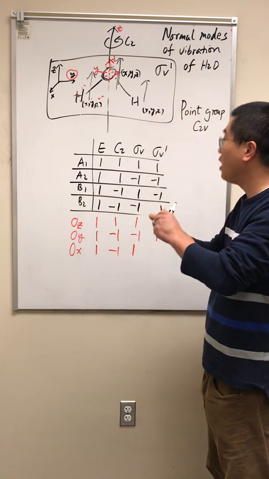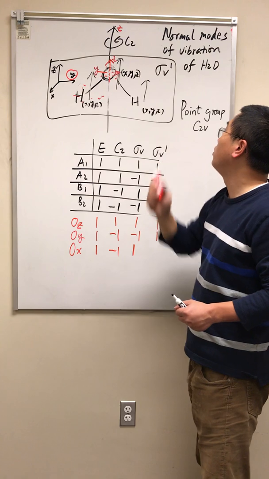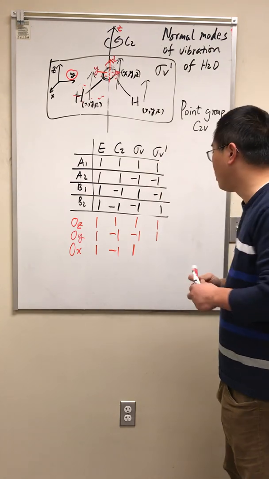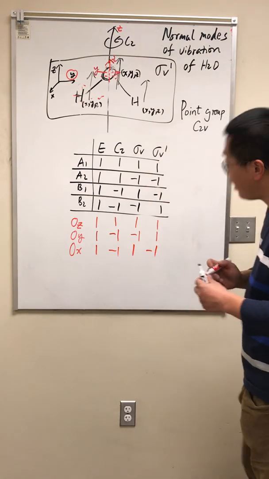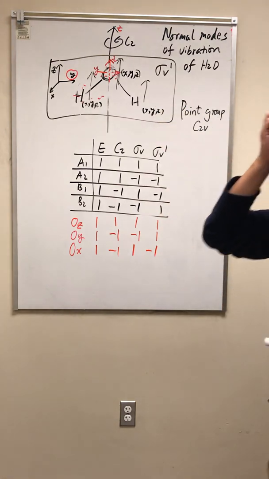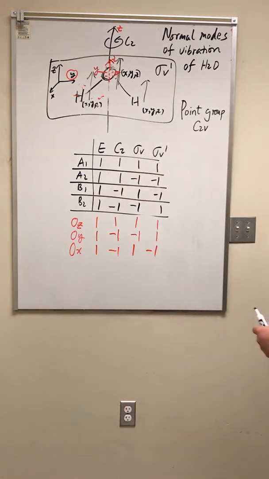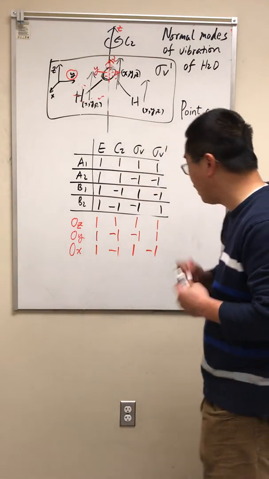Sigma v prime, again, you have to imagine this x vector perpendicular to sigma v prime, and the reflection with respect to sigma v prime will definitely change the direction of the motion of the oxygen atom in the x direction. So we're done with the oxygen atom. Now the hydrogen atom.